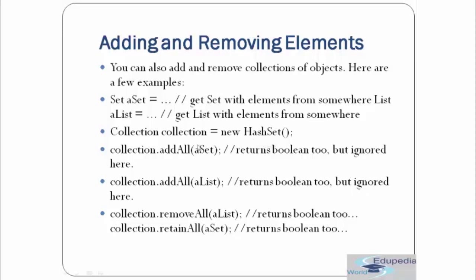Afterwards, we are doing addAll. When we do collection.addAll and pass a set into it, it actually returns a boolean too, but it is ignored over here. You can see we are not actually printing the value of that boolean, but definitely addAll also returns a boolean. So to add a complete collection, we can use the addAll method. addAll will take the complete set in one go and add it. Similarly, we can also add the complete list using the same addAll method. It again will return a boolean, but since we are not printing it over here, we are ignoring the return value.